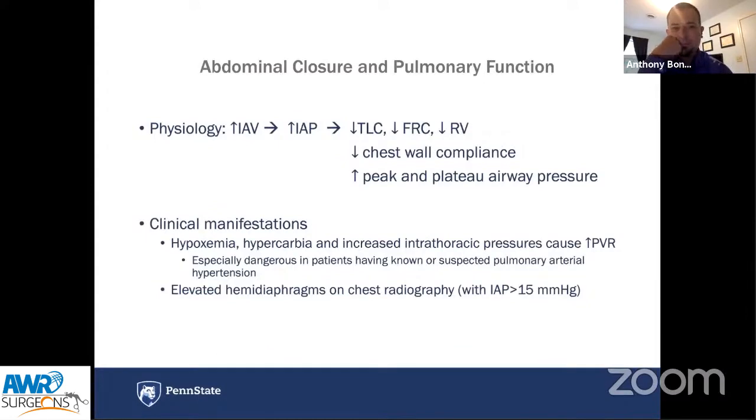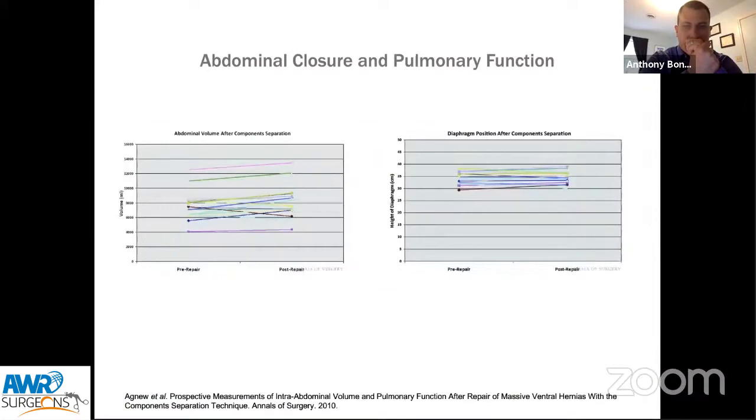Now, what happens with abdominal closure and pulmonary function? Abdominal closure is usually associated with an increase in intra-abdominal volumes and concern for abdominal hypertension due to increased intra-abdominal pressures. Besides causing a loss in lung volumes, it also decreases chest wall compliance. And as we mentioned, chest wall compliance is additive. It increases peak and plateau airway pressures, as we already mentioned, and we'll mention in a couple of slides. And this is manifest clinically by hypoxemia, hypercarbia, increased intrathoracic pressures, which cause increased pulmonary vascular resistance, which is especially dangerous in patients who have pulmonary arterial hypertension. If severe, you can also sometimes see elevated hemidiaphragms on chest X-ray.